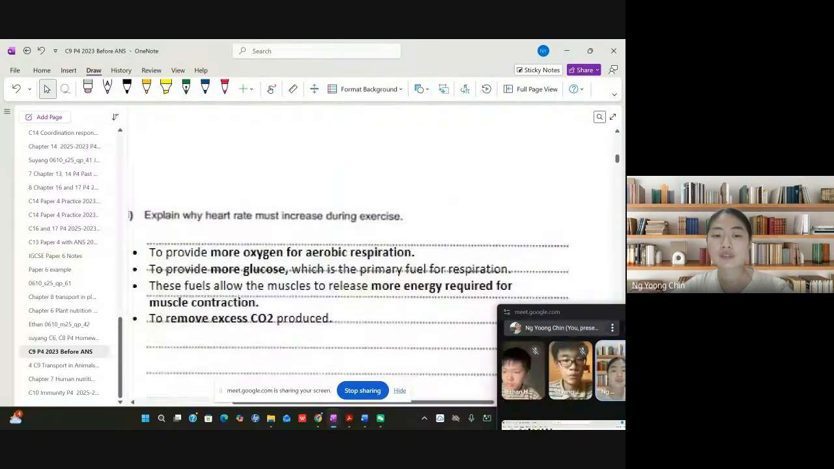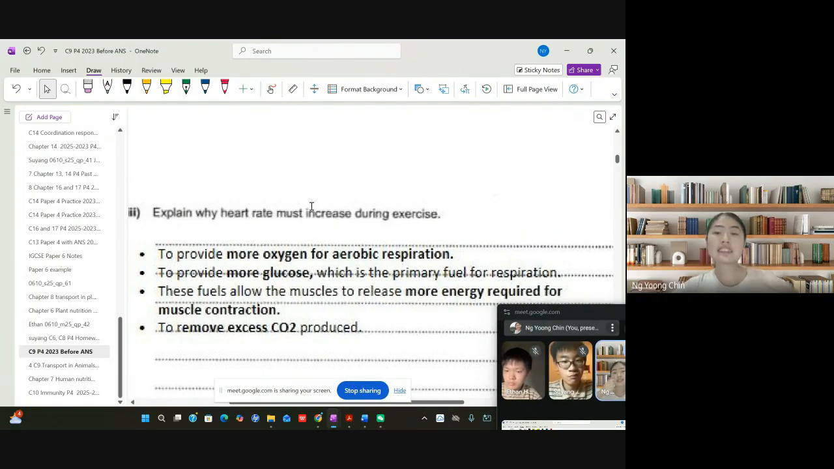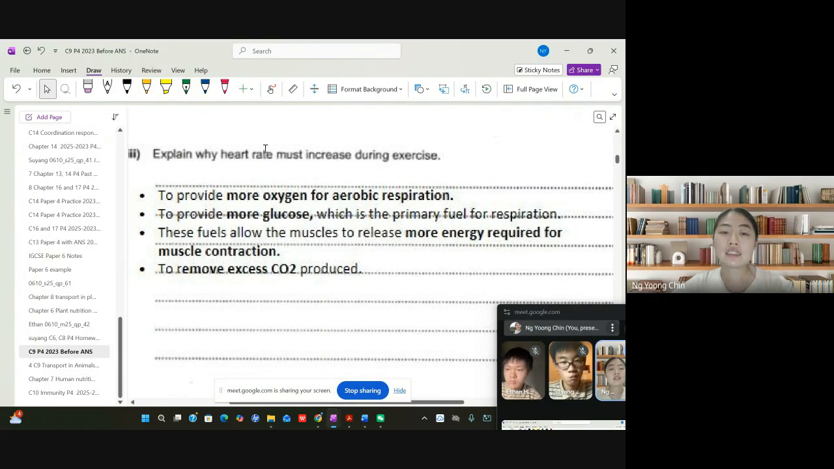Okay, and then this one, why must the heart rate increase during exercise? Because you are doing exercise, you need more oxygen supply to your muscle cells. Not only oxygen, you should provide more glucose also. Oxygen allows your muscle cells to carry out aerobic respiration. Glucose is the fuel, because glucose is a source of energy. Your muscles require energy to do contraction and relaxation.